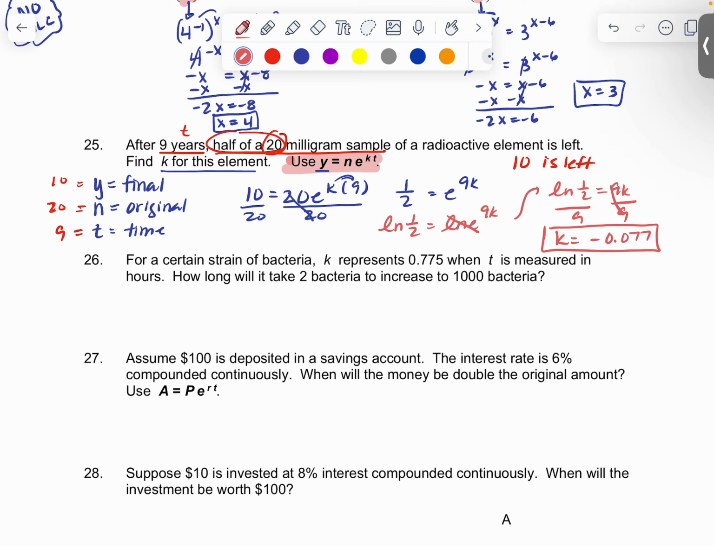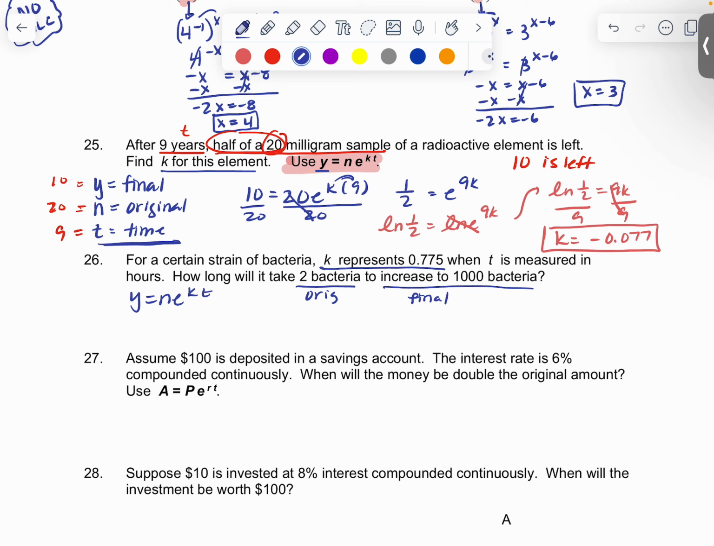All right. Now number 26, same formula. So we have Y equals N e to the KT. I'm not going to write this out again from above because we already wrote it down once. So let's see, what is our final and original amount? It says for a certain strain of bacteria, K represents 0.775. So this time we know what K is. When T is measured in hours, how long will it take 2 bacteria to increase to 1,000? So this is your original, and this is your final.